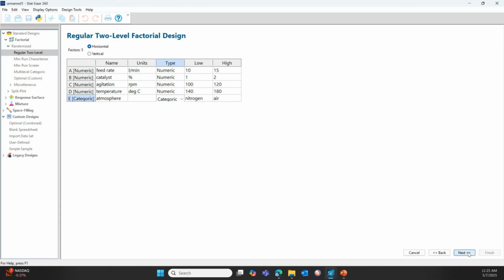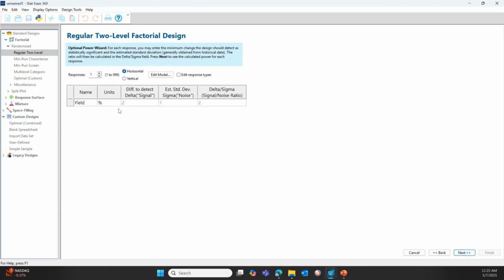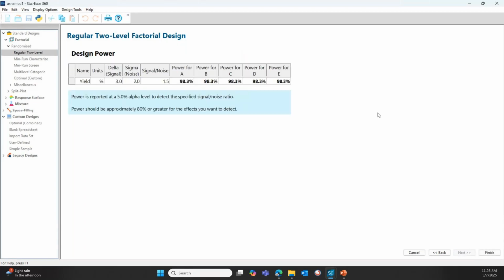Then we would hit next. This is where that power calculation happens. Remember, we had that delta y of 3, and we had a noise in the system. It's going to calculate this little ratio. 3 divided by 2 is 1.5. And that drives the next screen, which is the power calculation.